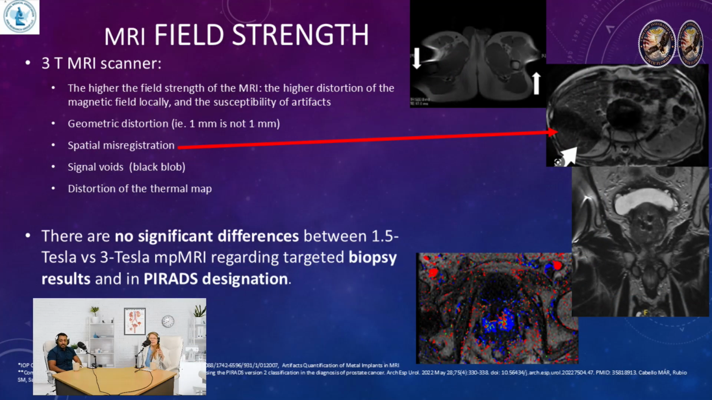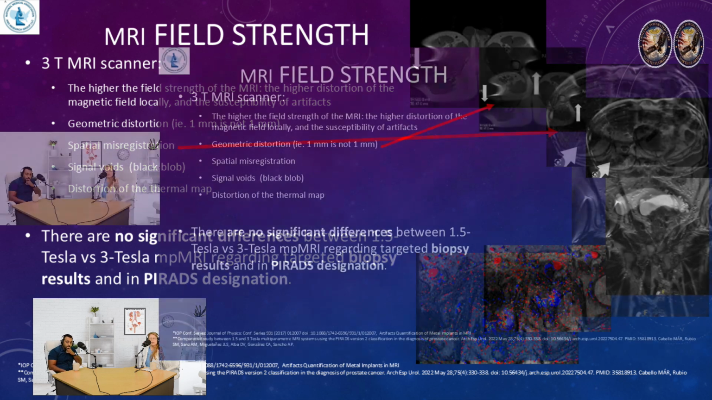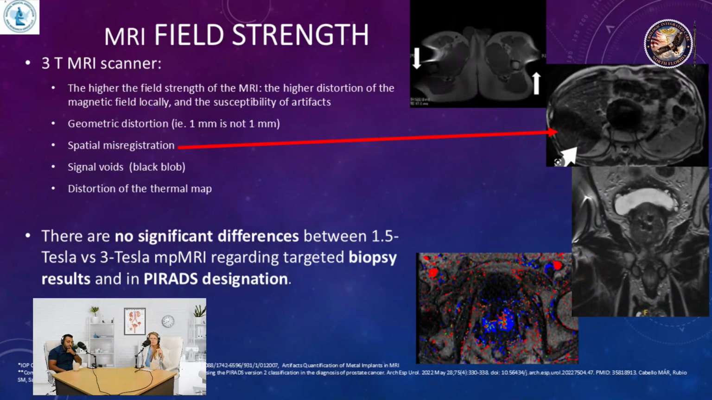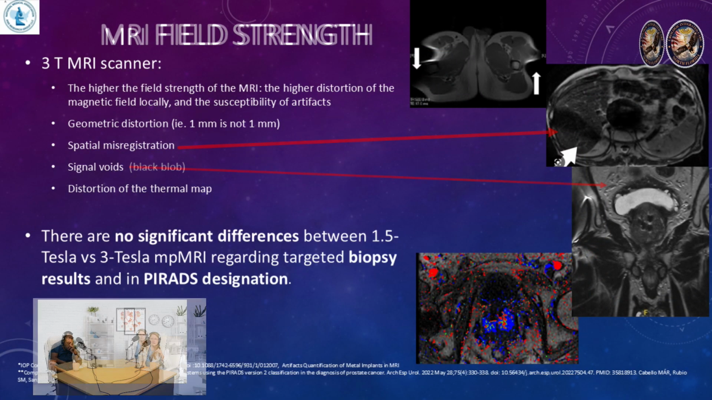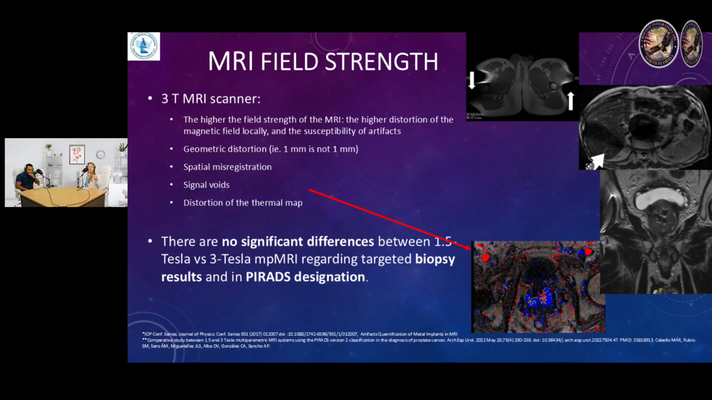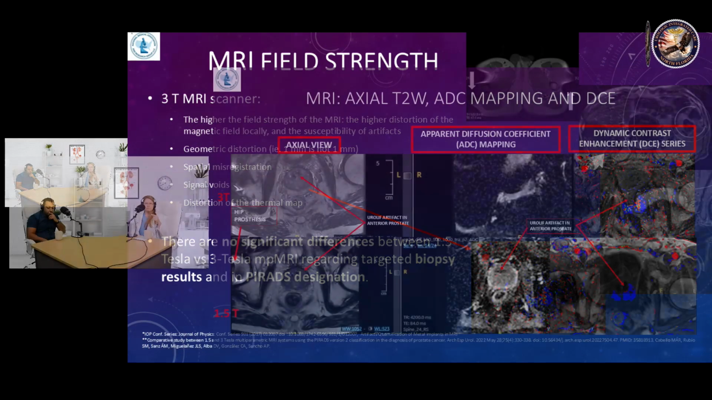In this case, the very first figure is geometric distortion, one of the metallic object effects. That's when you see the whole image shift. The second one is spatial misregistration. The third one is signal voids, where you actually see in the prostate some UroLift clips appearing dark. I think that's MRI terminology, blobs or something, in an article. And the last one is distortion of the thermal map. Let's go to the next slide.